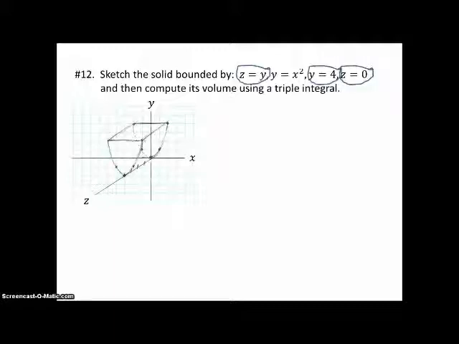And I noticed that if I combine z equals y, y equals 4, and z equals 0, that means z would travel from 0 to 4. So now I have this part of the solid. So then the next thing to do was to draw the plane z equals y. And that took quite a little bit of thinking.